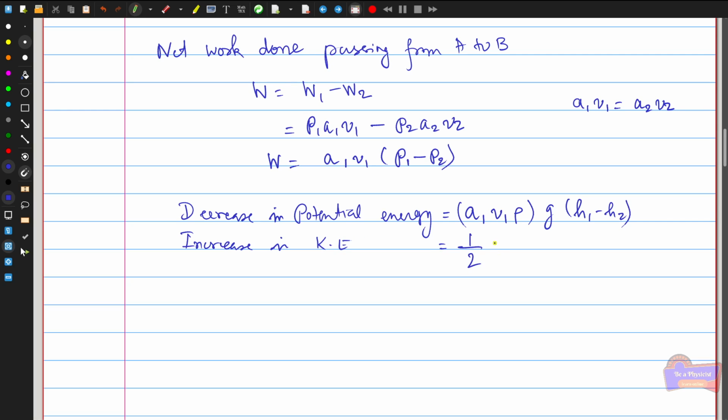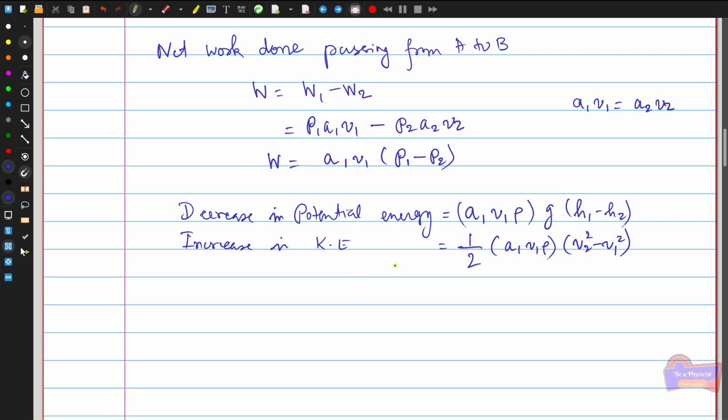So that half m is actually A1 V1 rho, and v is actually the velocity difference. So V2 squared minus V1 squared. So this is the increase in kinetic energy. Therefore, the total energy, the total gain in the energy, can be given by just subtracting the kinetic energy and potential energy.